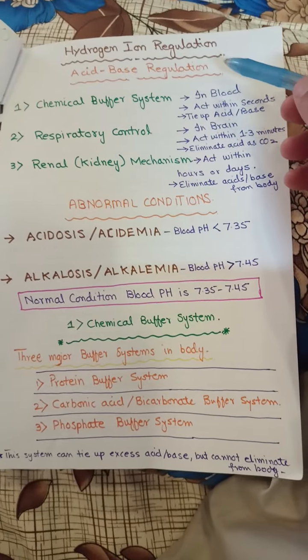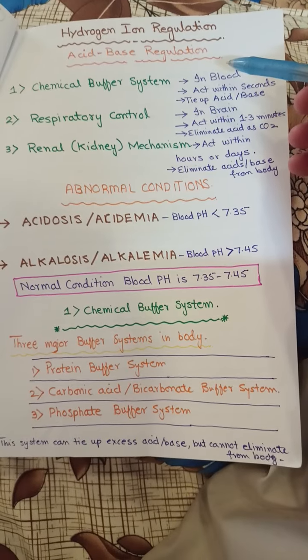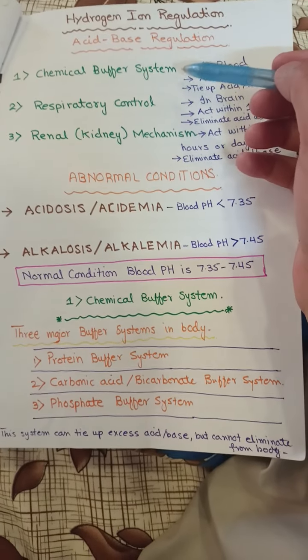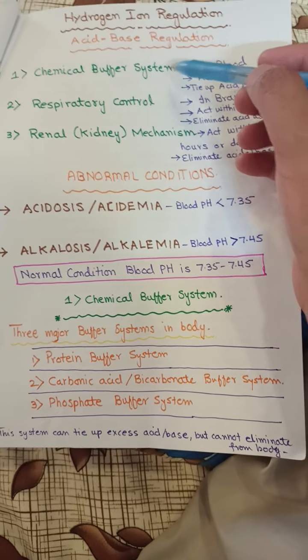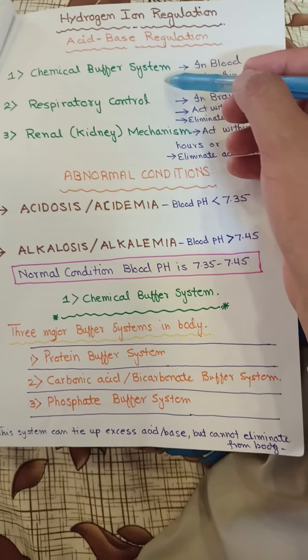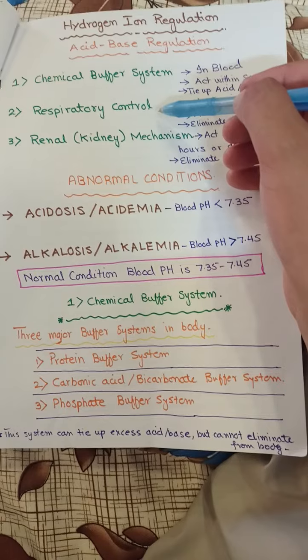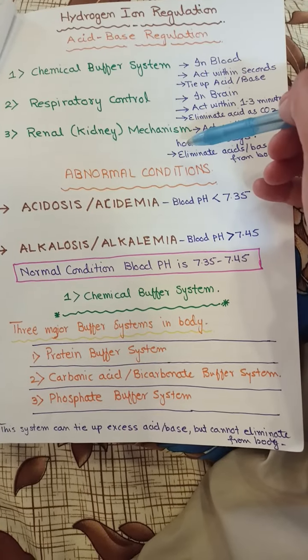Hydrogen ion regulation, or acid-base regulation. We have three different systems in our body. The first one is the chemical buffer system, or physiological control of acid-base. The second one is the respiratory control and the third is the renal control.